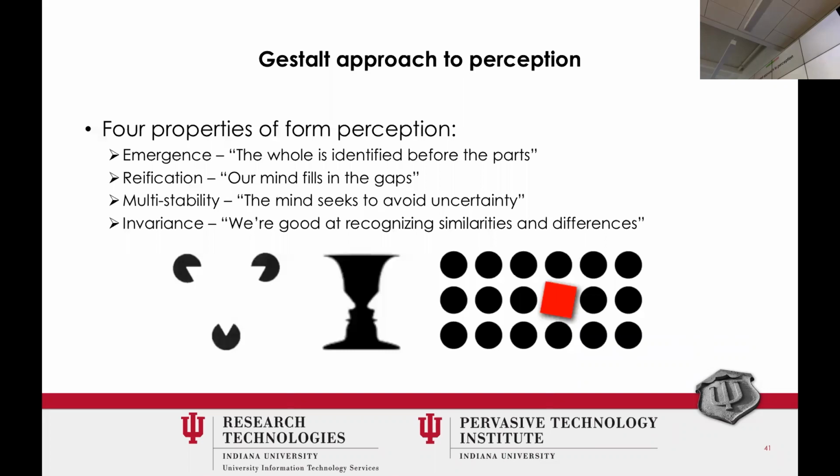So emergence is this notion that you see the whole concept before you see the little individual segments of it. Reification means that if there's something missing, we're experienced enough to know what's missing and then fill it in for ourselves. Multi-stability is where there are things that could go one way or the other. The vase versus faces, which I'll show on the next slide, is an example of that. And then invariance is that we're pretty good at recognizing when things are different and when things are similar.